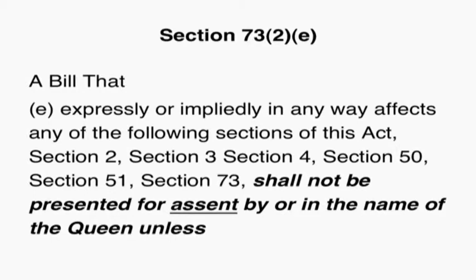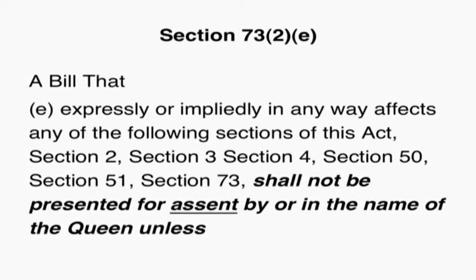Now this is what 73.2e states. A bill, now see at all times it's only a bill till it conforms with its correctness. Now those words expressly or implicitly are very important legally, because expressly means, well, we can't miss it because it's written, or it implies. Now clearly it's implied an intent to remove the Queen. So section 2.2, the Queen is now under threat by the implication.